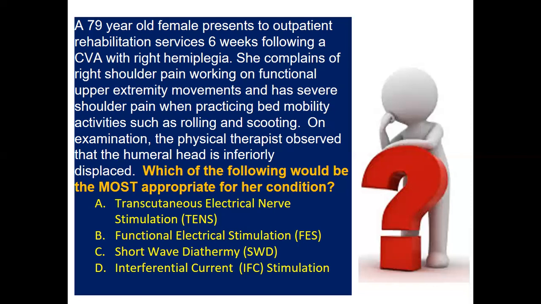Now check the homogeneity in these options. What is that homogeneity? All these options are related to the electrical modalities, whether it is the TENS, the functional electrical stimulation, the SWD, which is the shortwave diathermy, or the interferential current stimulation. All these are modalities, machines which use current, which can treat a patient with a neurological condition. So there should be homogeneity in the options. There should be a leading question.